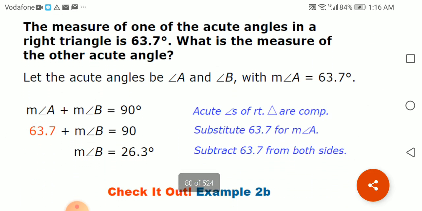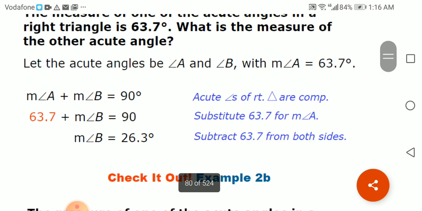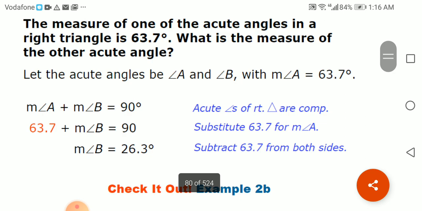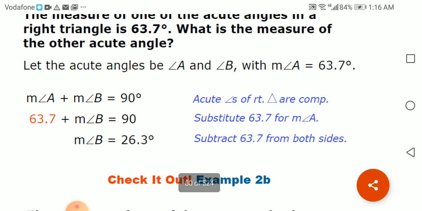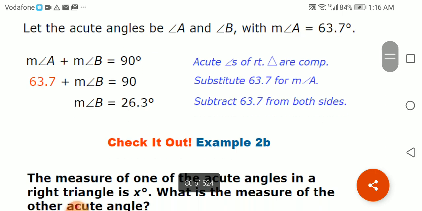The measure of one of the acute angles in a right triangle is 63.7. What's the measure of the other acute angle? So let's say angles A and B, with the measure of angle A being 63.7. I have to find the measure of angle B. So 63.7, which is the measure of angle A, plus the measure of angle B that I do not know, equals what? I will put 63.7 on the other side, then subtract 90 minus 63.7 gives me the measure of angle B.